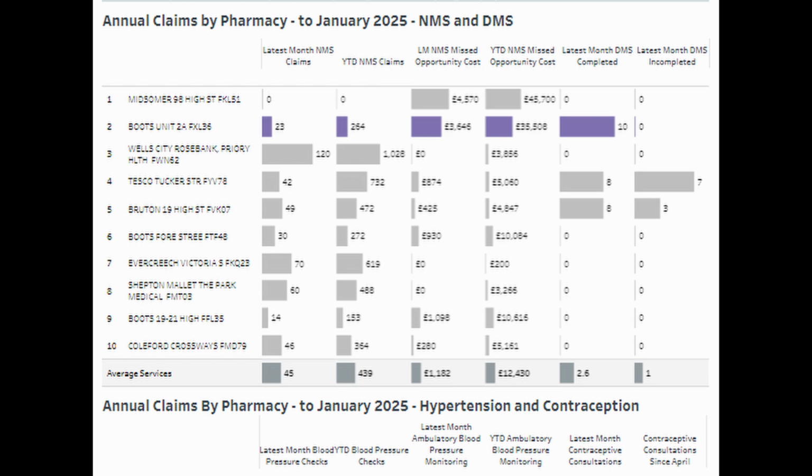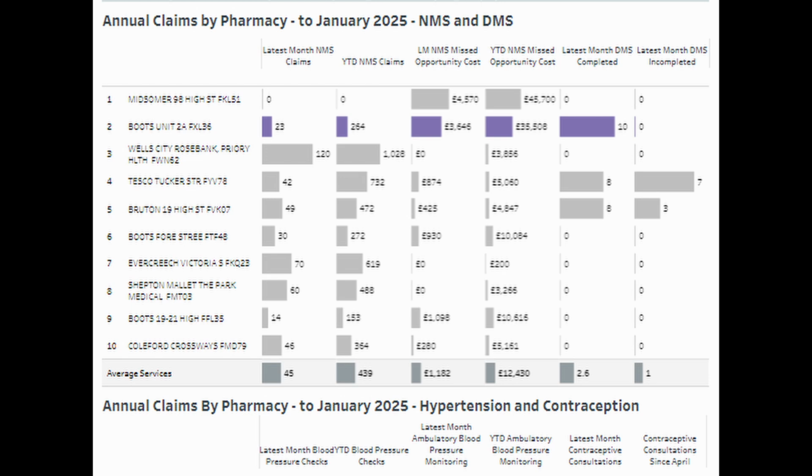You'll also see associated figures like missed opportunity cost, which estimates the financial value of services you could have claimed if your activity met targets or thresholds. This helps translate service underperformance into real monetary impact.